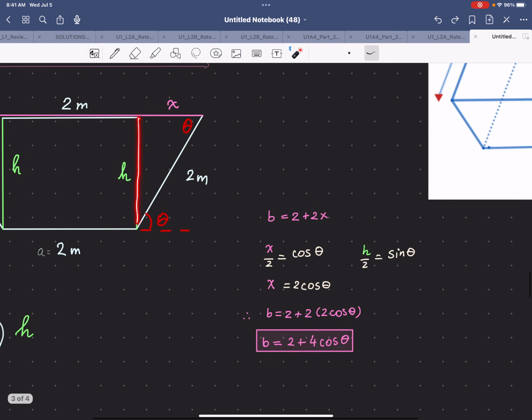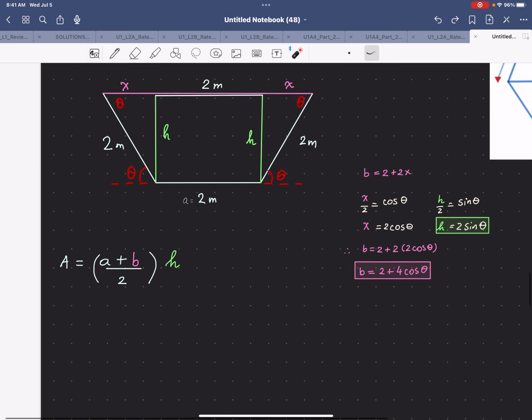In a similar way, we'll determine the height. So the height, in the same right angle triangle here, is located opposite to angle theta, and the hypotenuse is 2. So that means that we can build the ratio h over 2 equals sine theta. So opposite over hypotenuse equals sine theta, SOH. Which gives us h equal to 2 sine theta.